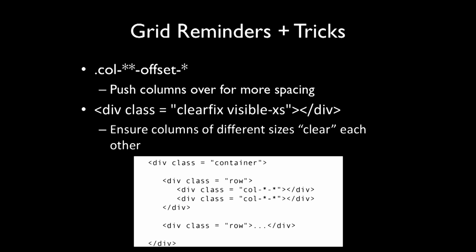And the little stars there just mean what size you're dealing with, so extra small, small. So that's not too crazy. You can also have a class distinction saying clear, fixed, visible. So in this case, it was for extra small. And that makes sure that the columns basically just don't overlap at all, which is convenient.